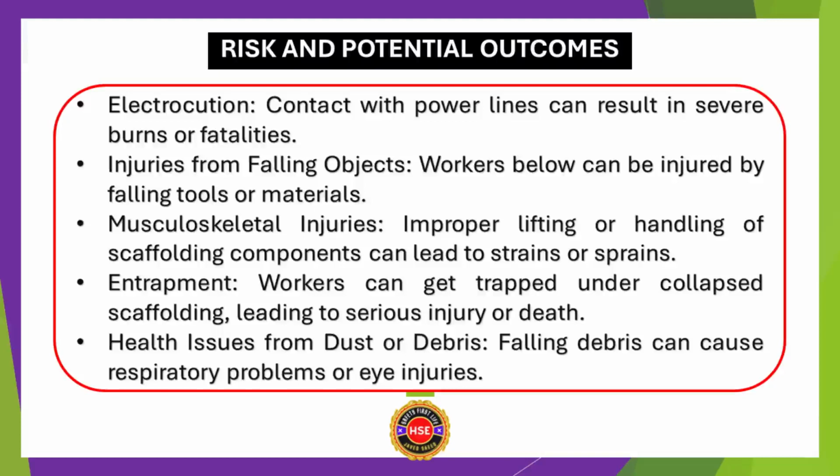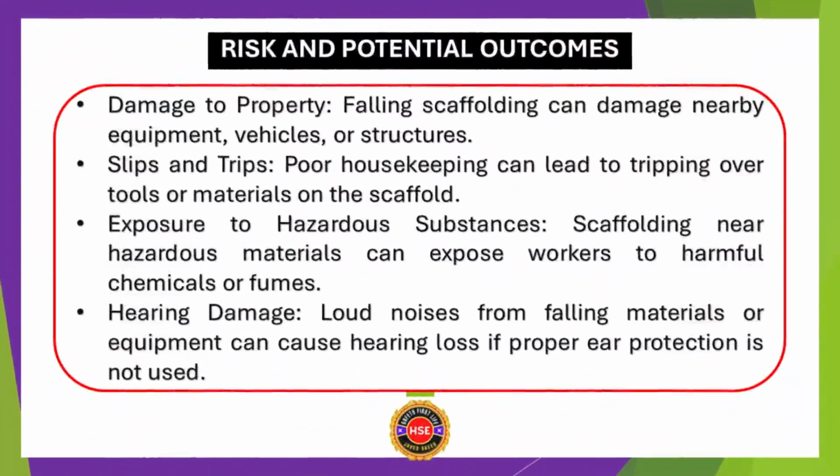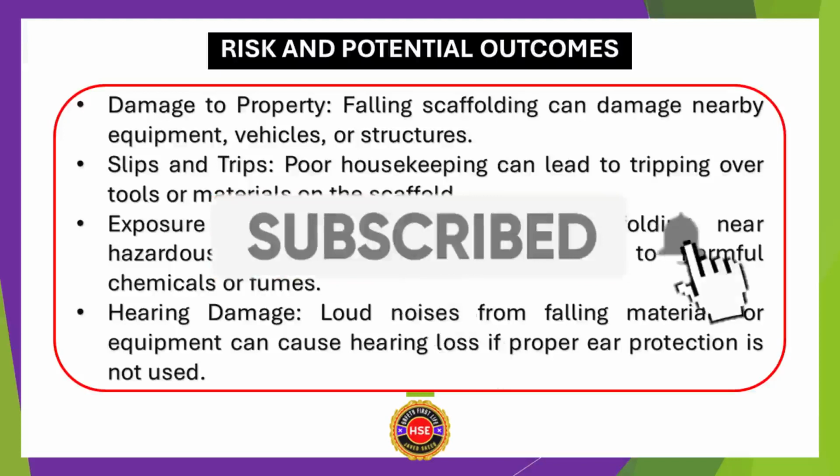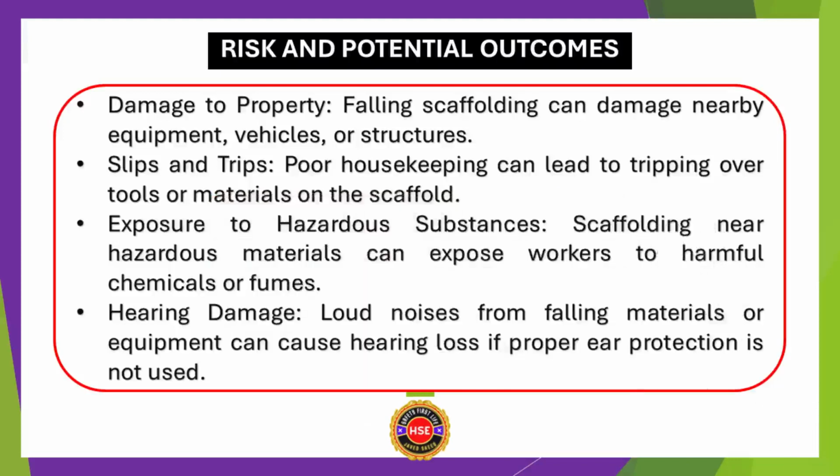Number 7, health issues from dust or debris. Falling debris can cause respiratory problems or eye injuries. Number 8, damage to property. Falling scaffolding can damage nearby equipment, machines, vehicles, or other structures. Number 9, slips and trips. Poor housekeeping can lead to tripping over tools or materials on the scaffold. Number 10, exposure to hazardous substances. Scaffolding near hazardous materials can expose workers to harmful chemicals or fumes.